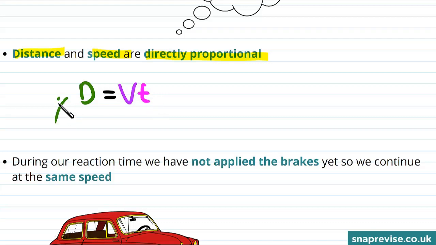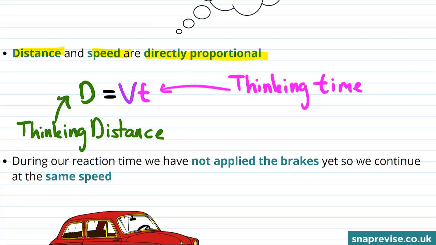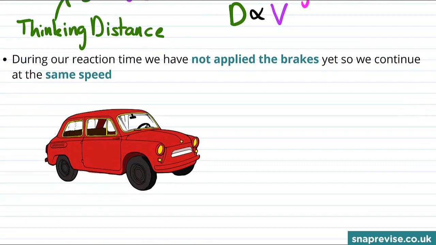Now, the thinking distance is the distance we travel during the thinking time. Now, this thinking time is something which is fixed. It's the time it would take us to realise we need to brake. And so what this equation tells us is that the distance is proportional to the velocity. That is, the distance we travel while we're thinking is proportional to the velocity that the car is moving at.